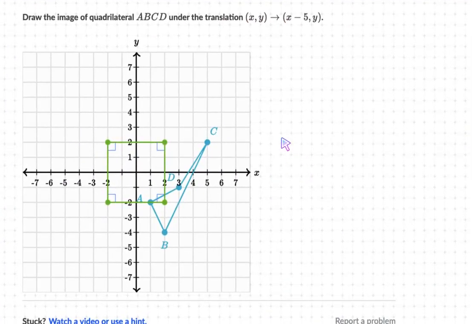Okay, for this problem, you need to draw the image of quadrilateral ABCD under the translation where (x, y) is being changed to (x minus 5, y). Pause the video and try this one on your own first.